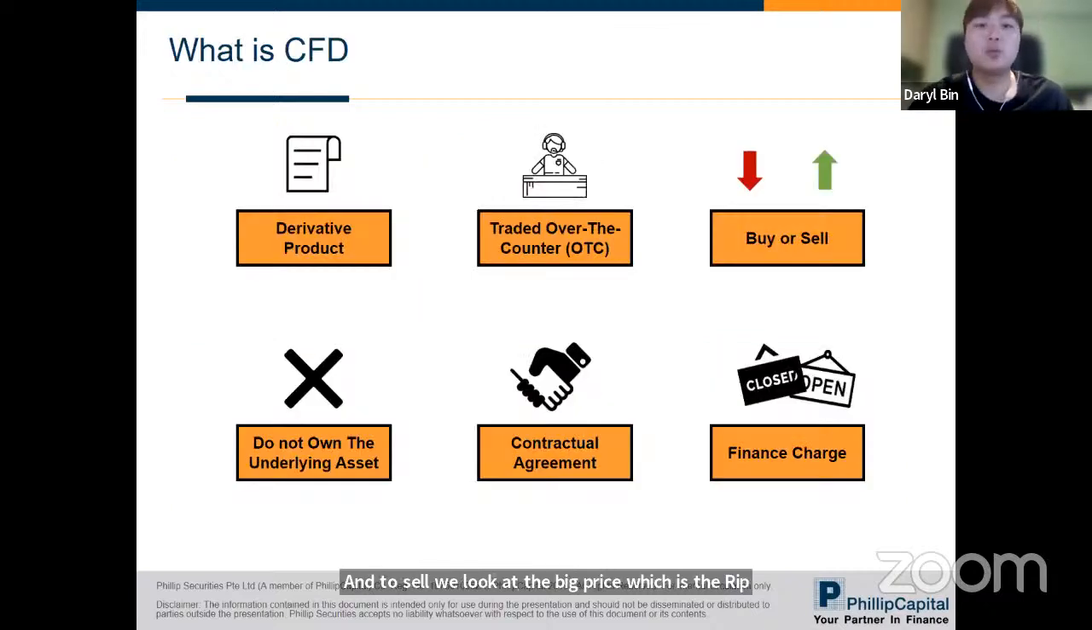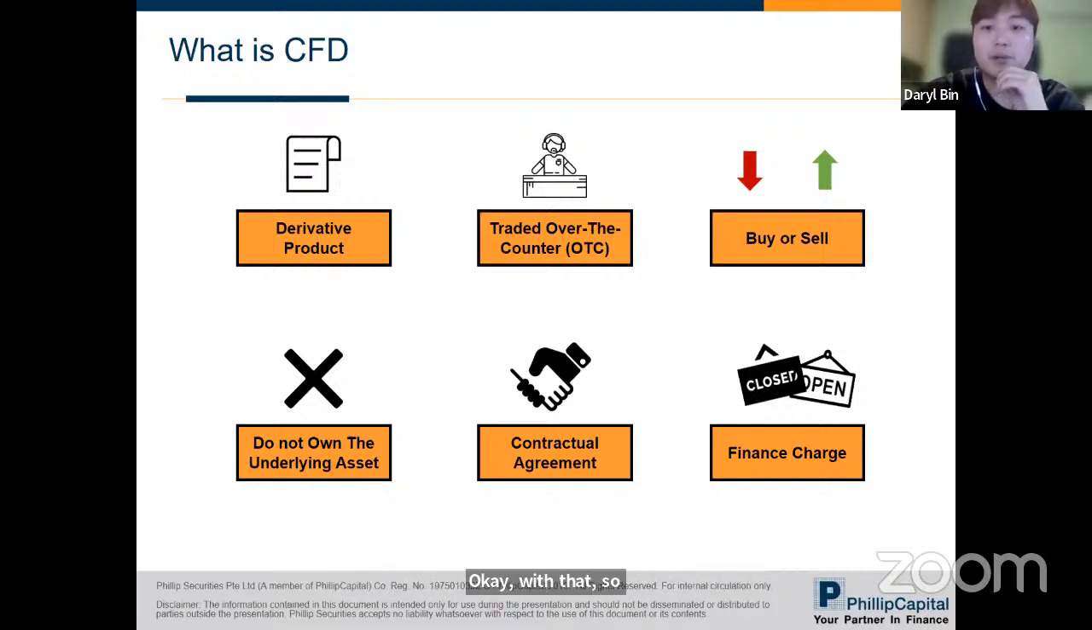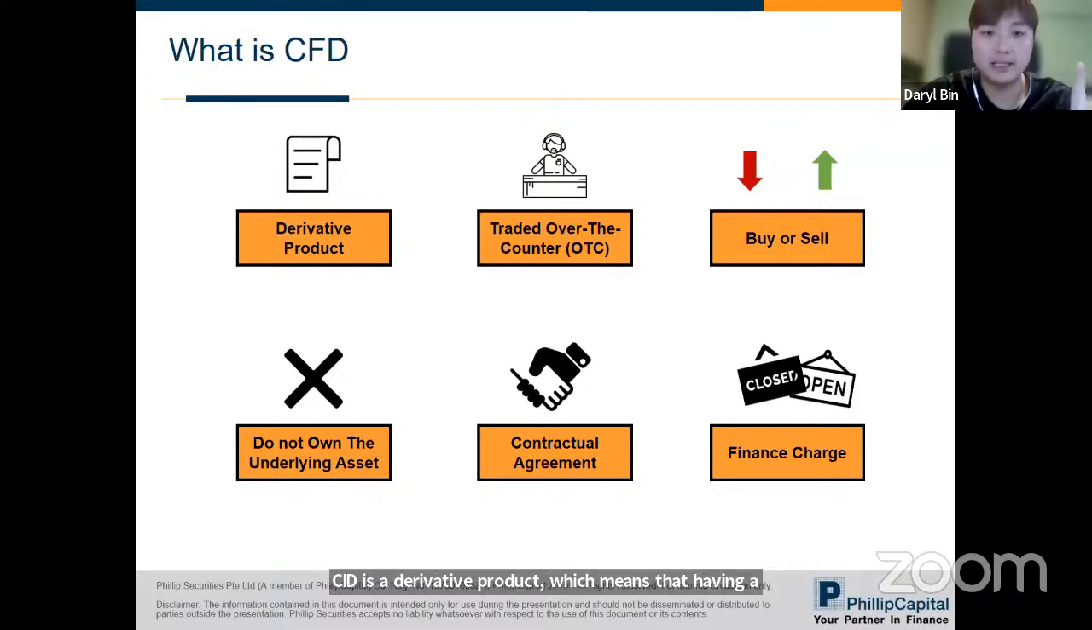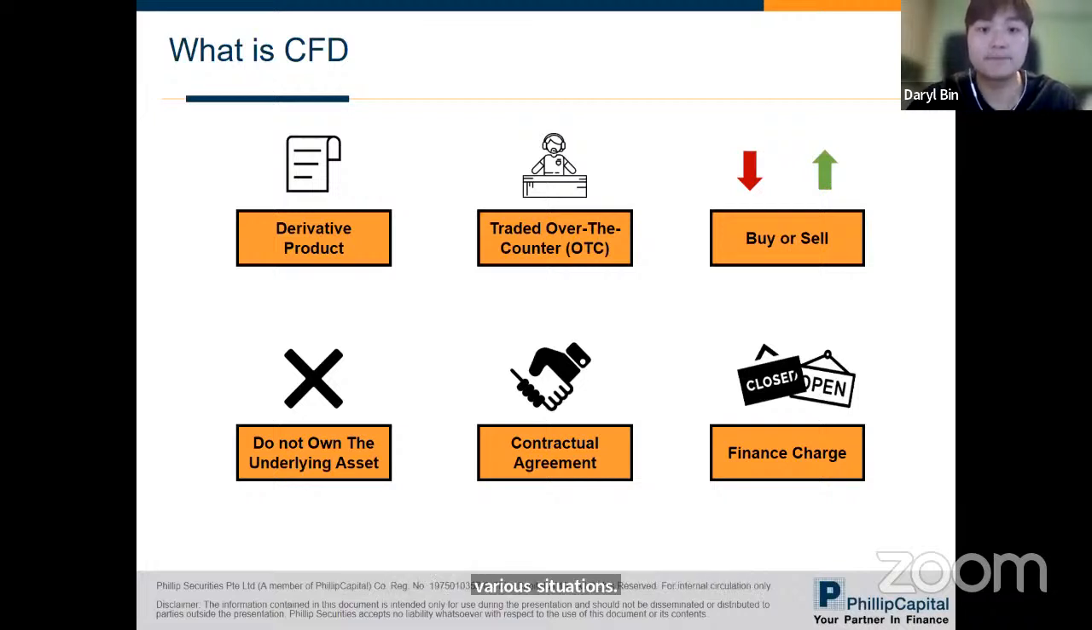With that, what is CFD? CFD, which means contract for differences. CFD is a derivative product, which means that it has a value derived from an underlying asset. It is traded over the counter, traded via a broker-dealer network, which in this case, if you are trading CFD with Phillip, is traded under Phillip. One advantage of CFD is that you are able to buy or sell, which means you can profit in both bullish and bearish situations. Then again, this depends on the type of strategy you want to use.